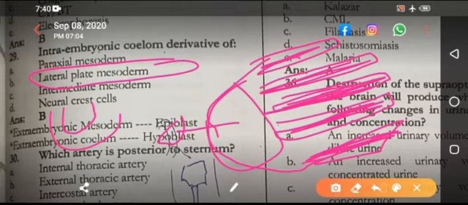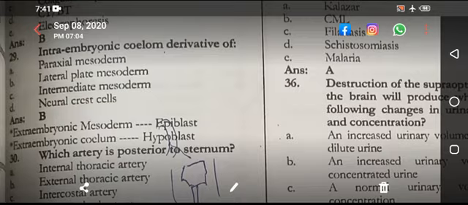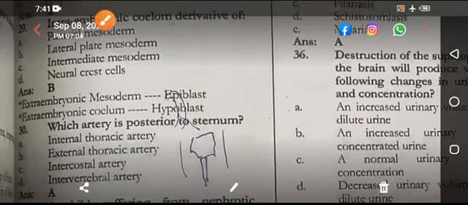So the three cavities inside the body are derived from the intraembryonic coelom, and the intraembryonic coelom itself is derived from the lateral plate mesoderm. You should keep this thing in mind. The lateral plate mesoderm. So over here the extraembryonic mesoderm is formed from the epiblast, but the extraembryonic coelom is formed by the hypoblast.